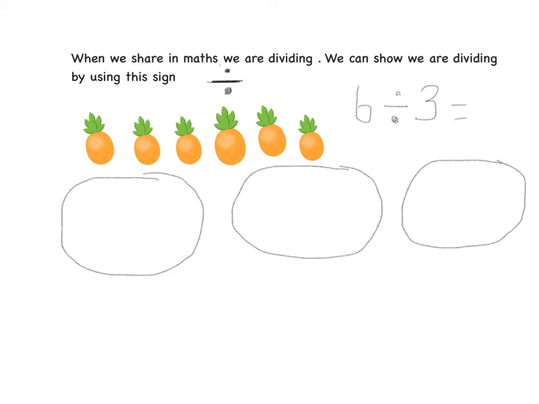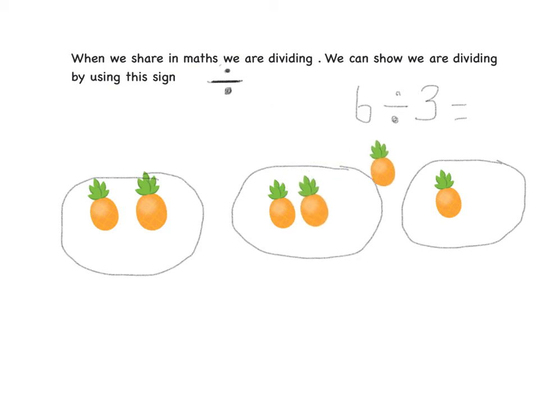Okay, let's go through it together. Let's share the pineapples equally between these 3 groups. 1, 2, 3, 4, 5, 6. So let's think about this again. We started off with 6 and we divided our 6 pineapples into 3 groups. And you can see that in each group we have 2 pineapples. So 6 divided by 3 equals 2.